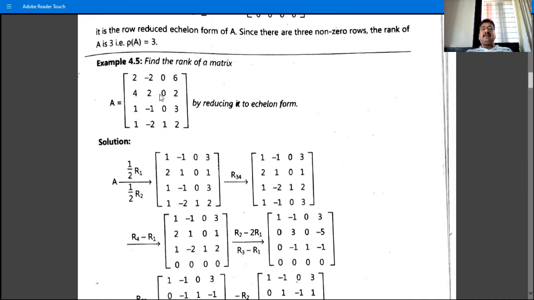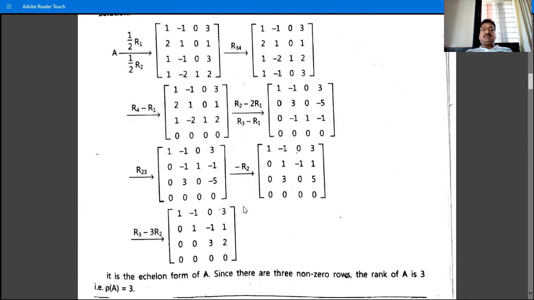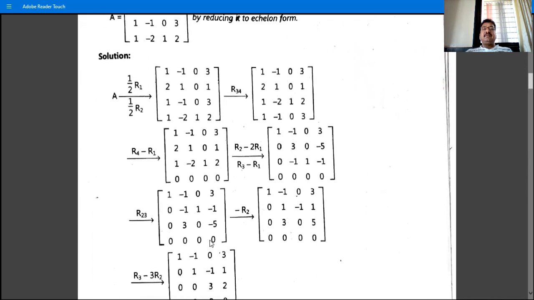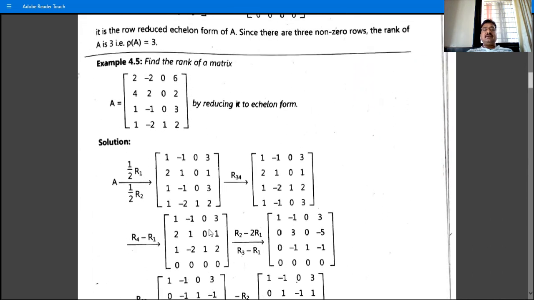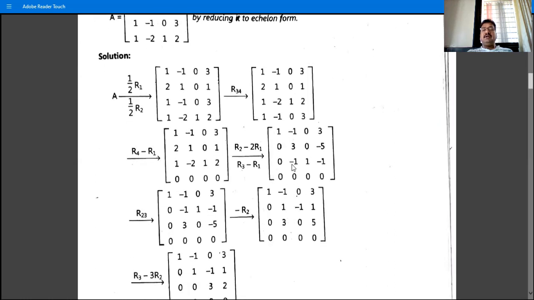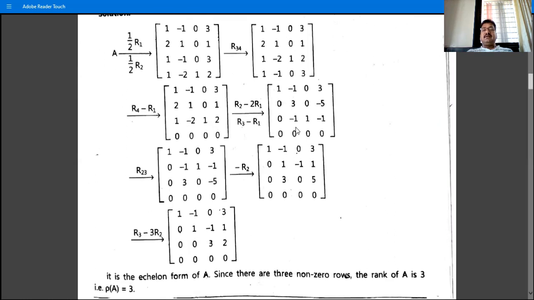Find the rank of the matrix by reducing the matrix to echelon form. Echelon form means row echelon form. So this is the row echelon form. So what is the procedure? First reduce this element to 1. Then reduce the elements below to 0, all 3 elements to 0. Then reduce this 3 to 1. So R2, 3, and change the sign.